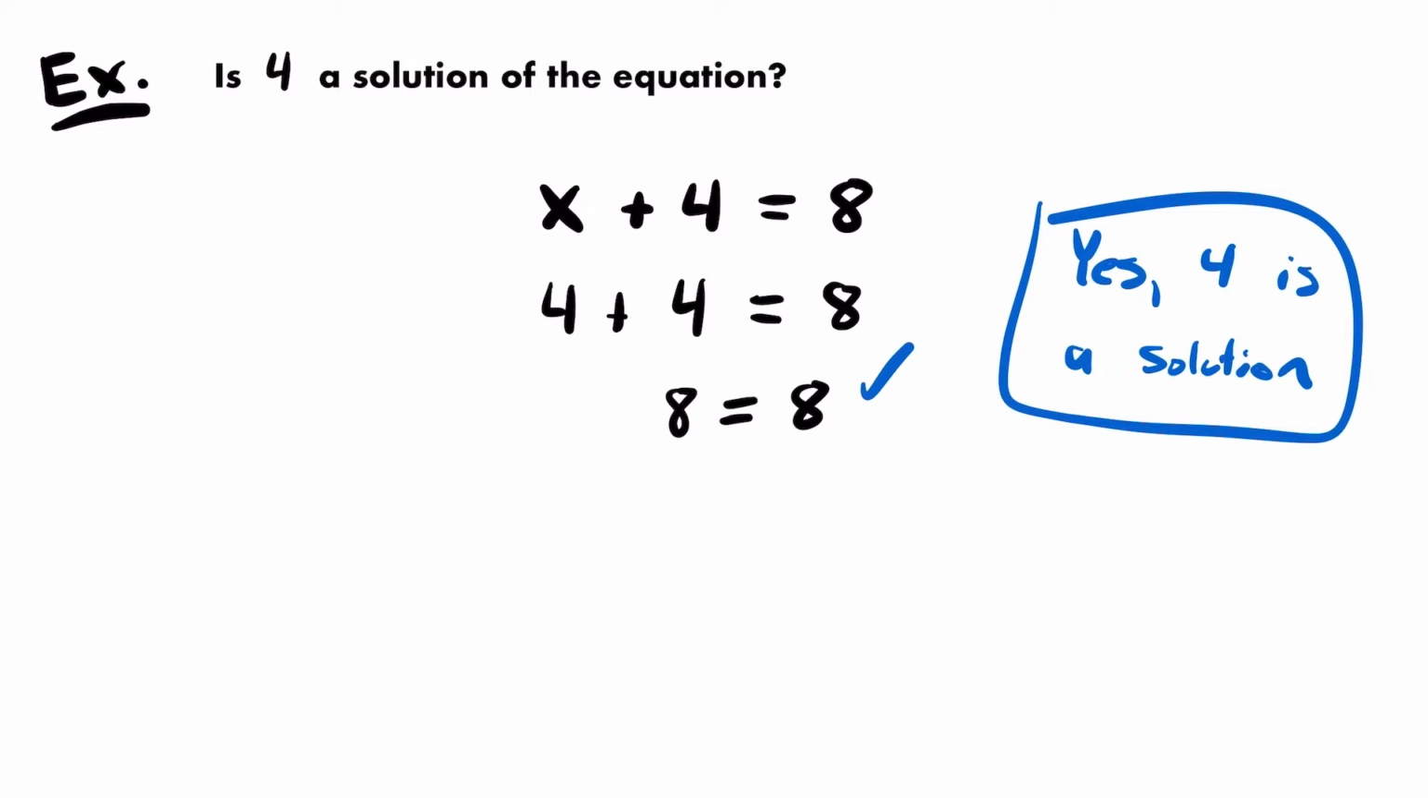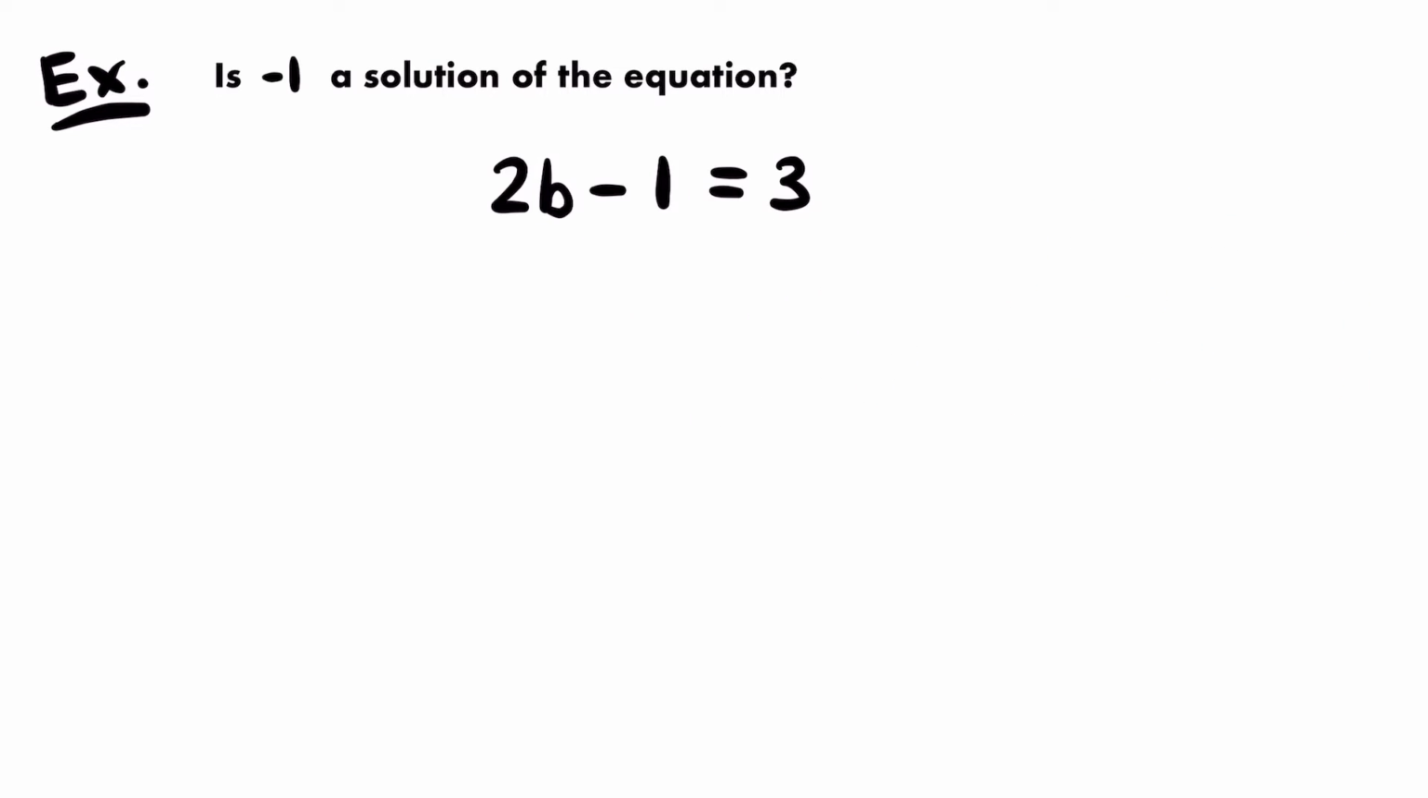Okay, let's take a look at another example. This time we want to know if -1 is a solution of this equation, and our equation is 2b minus 1 equals 3. We're going to plug in, or substitute, -1 for the variable, which in this case is b, and then check to see if the resulting equation is true. If we get a statement that's not true, then -1 would not be a solution. So let's see what happens here.